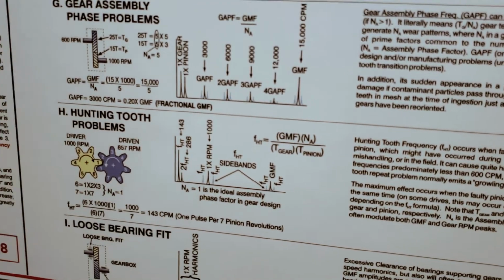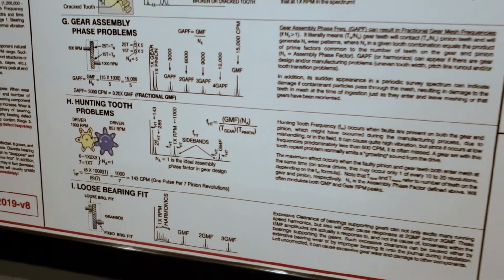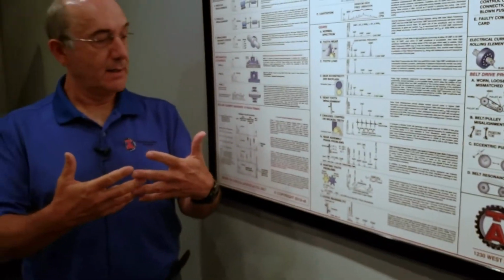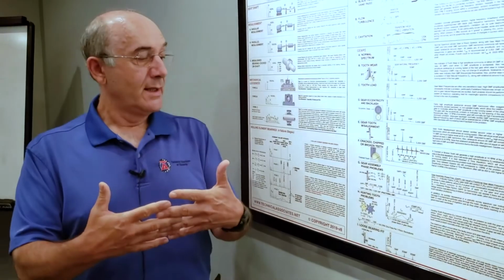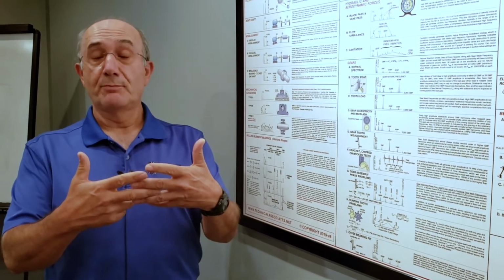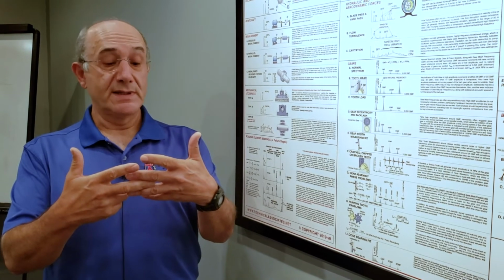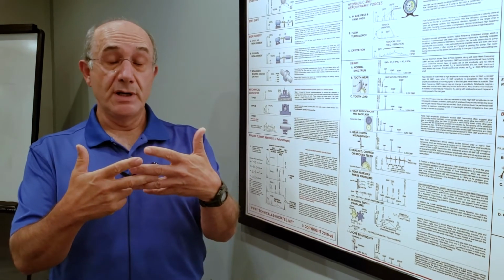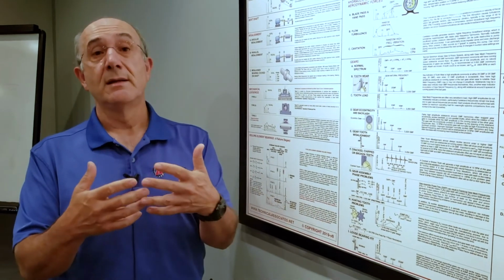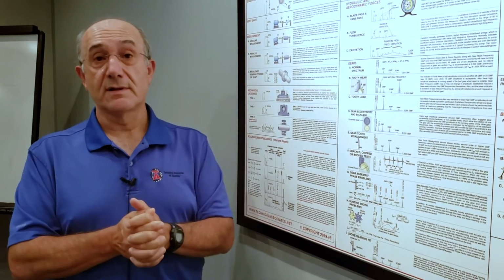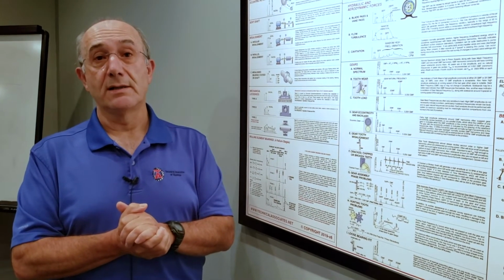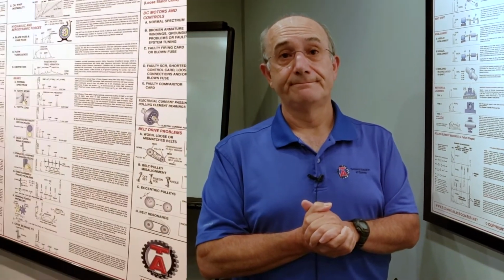What does that actually physically mean? It means that with that particular gear combination, if you have a hunting tooth problem, that hunting tooth frequency shows up every 7 revolutions of the pinion and 6 revolutions of the gear. And that is what the hunting tooth frequency is.